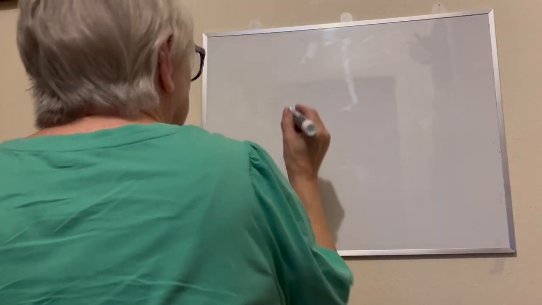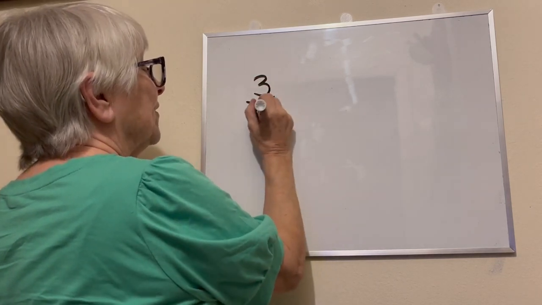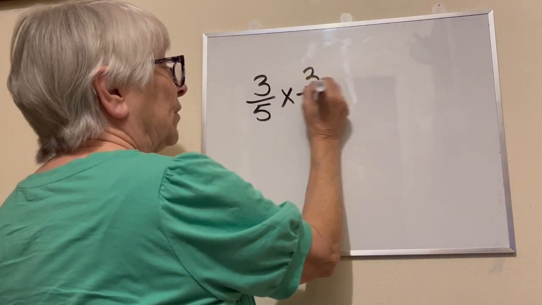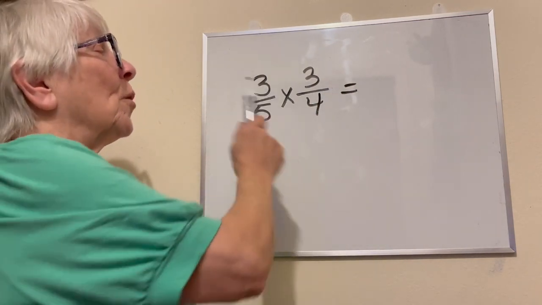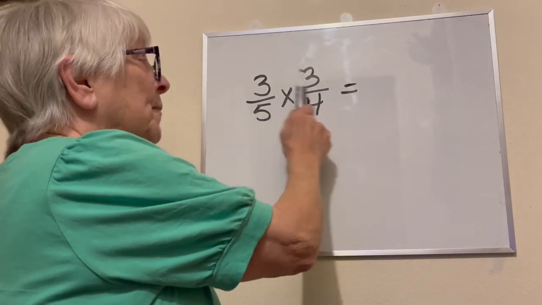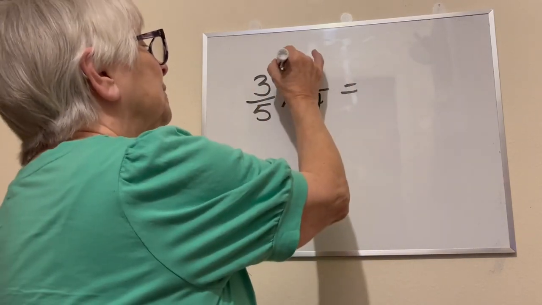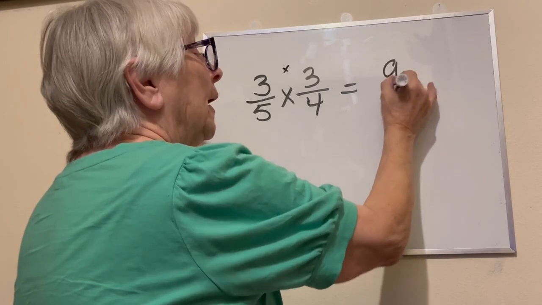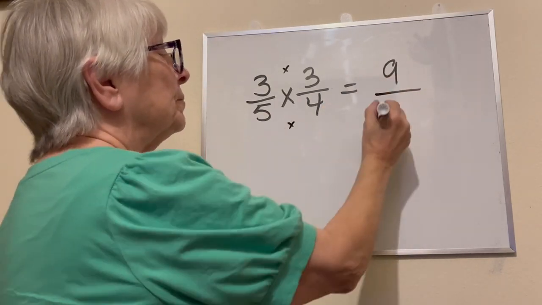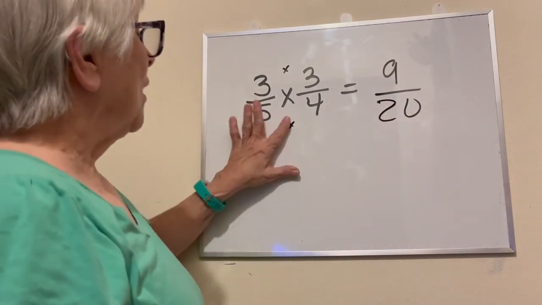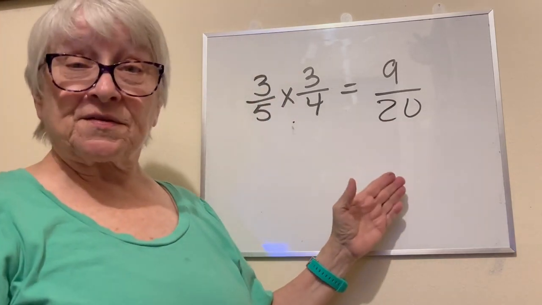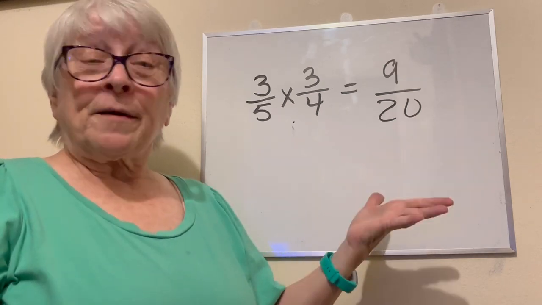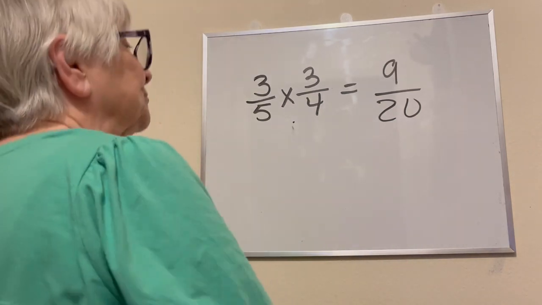Okay, let's do a few more. 3/5 times 3/4 equals, well, when you multiply the fraction, you multiply across. Top times top, 9. Bottom times bottom, 20. So this one, 3/5 times 3/4 is 9/20. Simple, right? I knew you would think so.